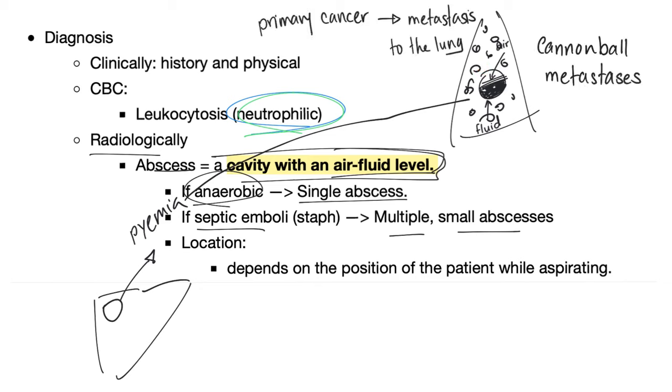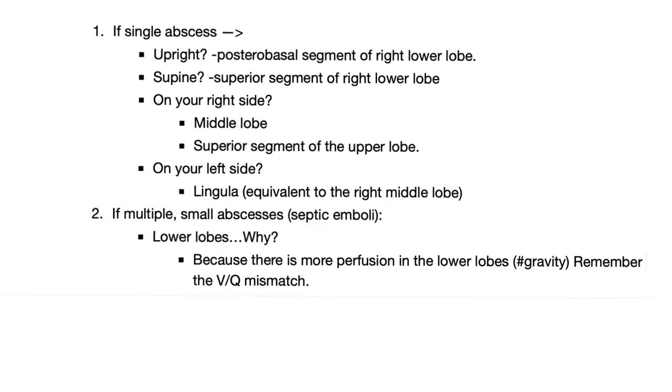It's plural. Multiple. Location of the lung abscess depends on the position of the patient while aspirating. But regardless of the position, the most common location is upper part of lower lobe or lower part of upper lobe. So let's talk about the location, and I've discussed this in greater detail in my first two videos about anatomy of the thorax, which was clinically oriented and awesome. If the patient is upright, translation, sitting or standing, it will go to the posterobasal segment of the right lower lobe. If he's supine, superior segment of the right lower lobe, this is superior.